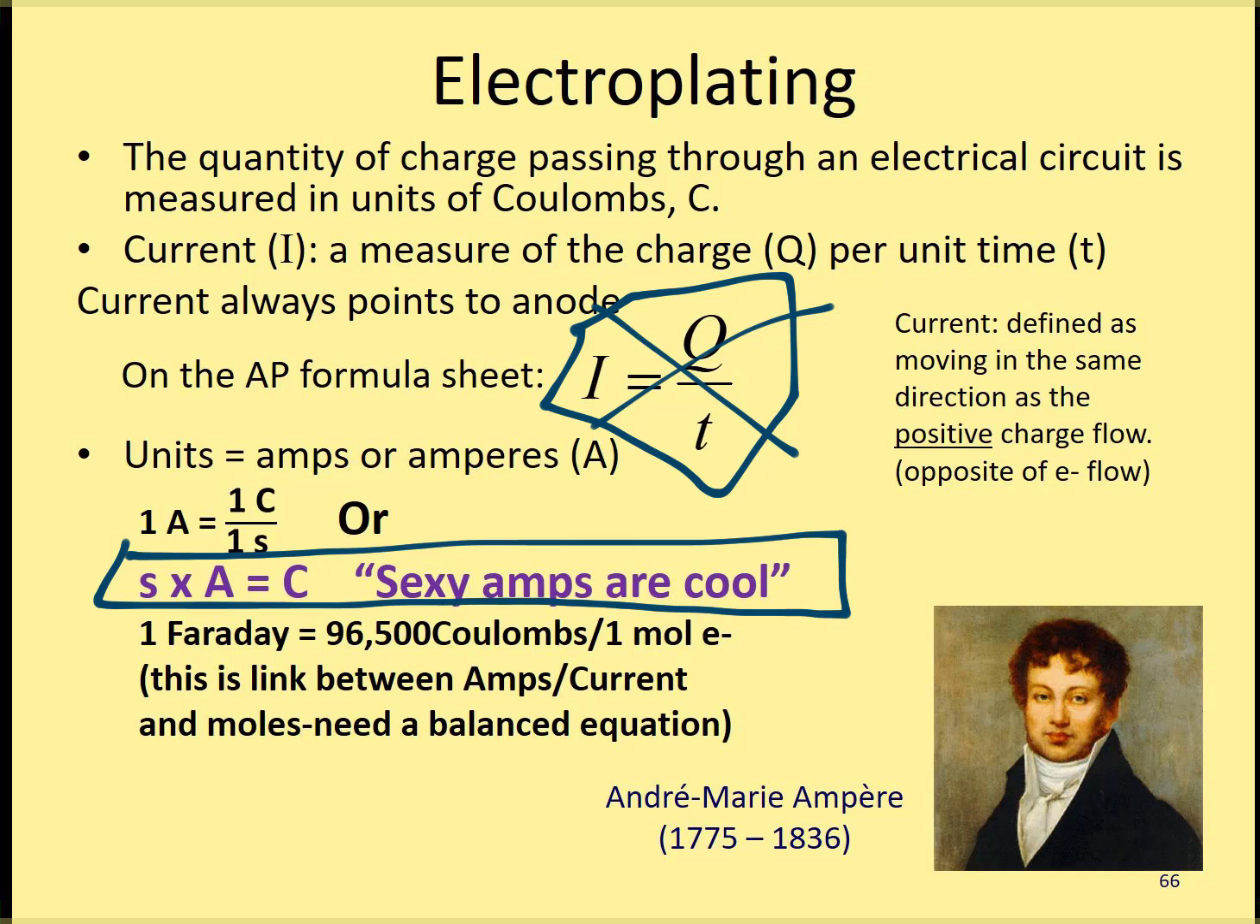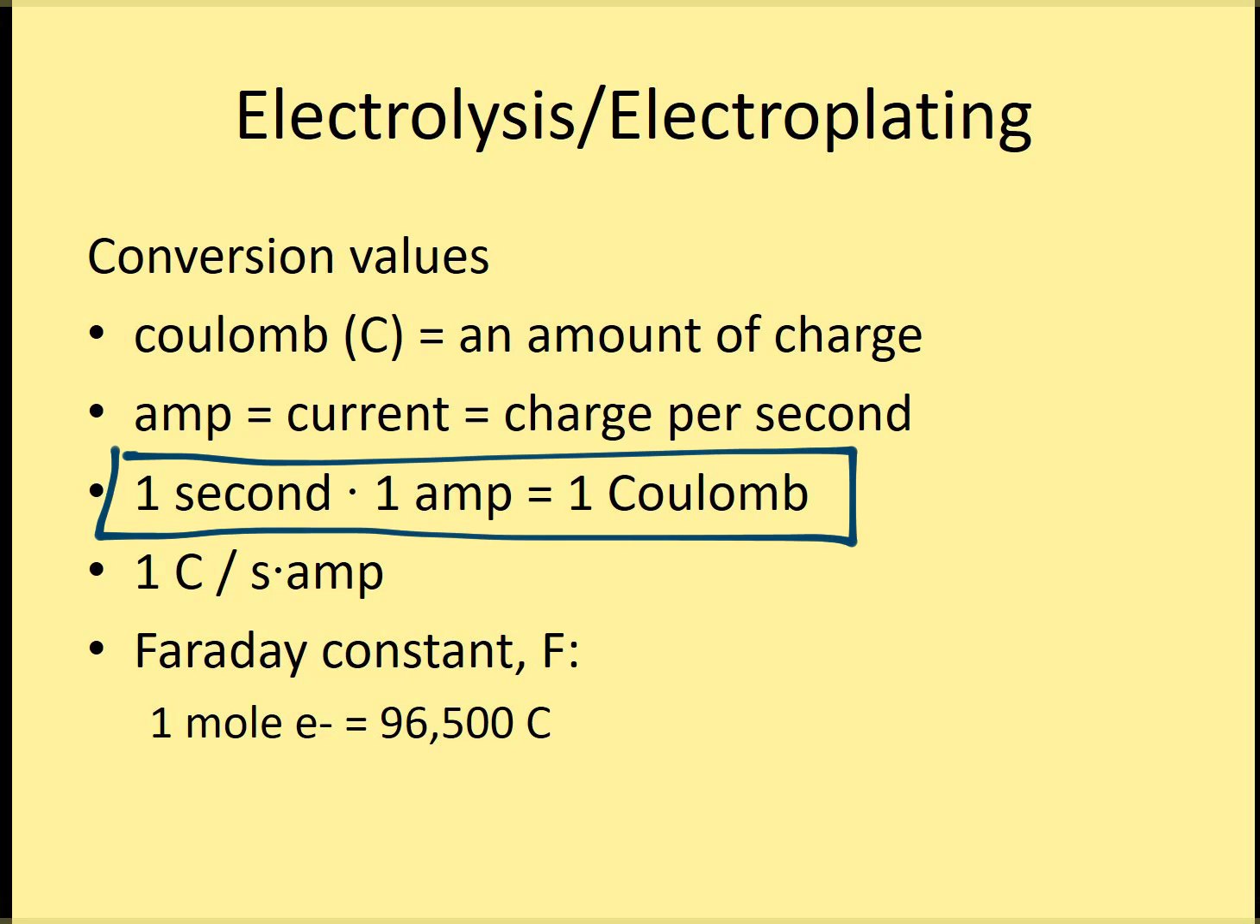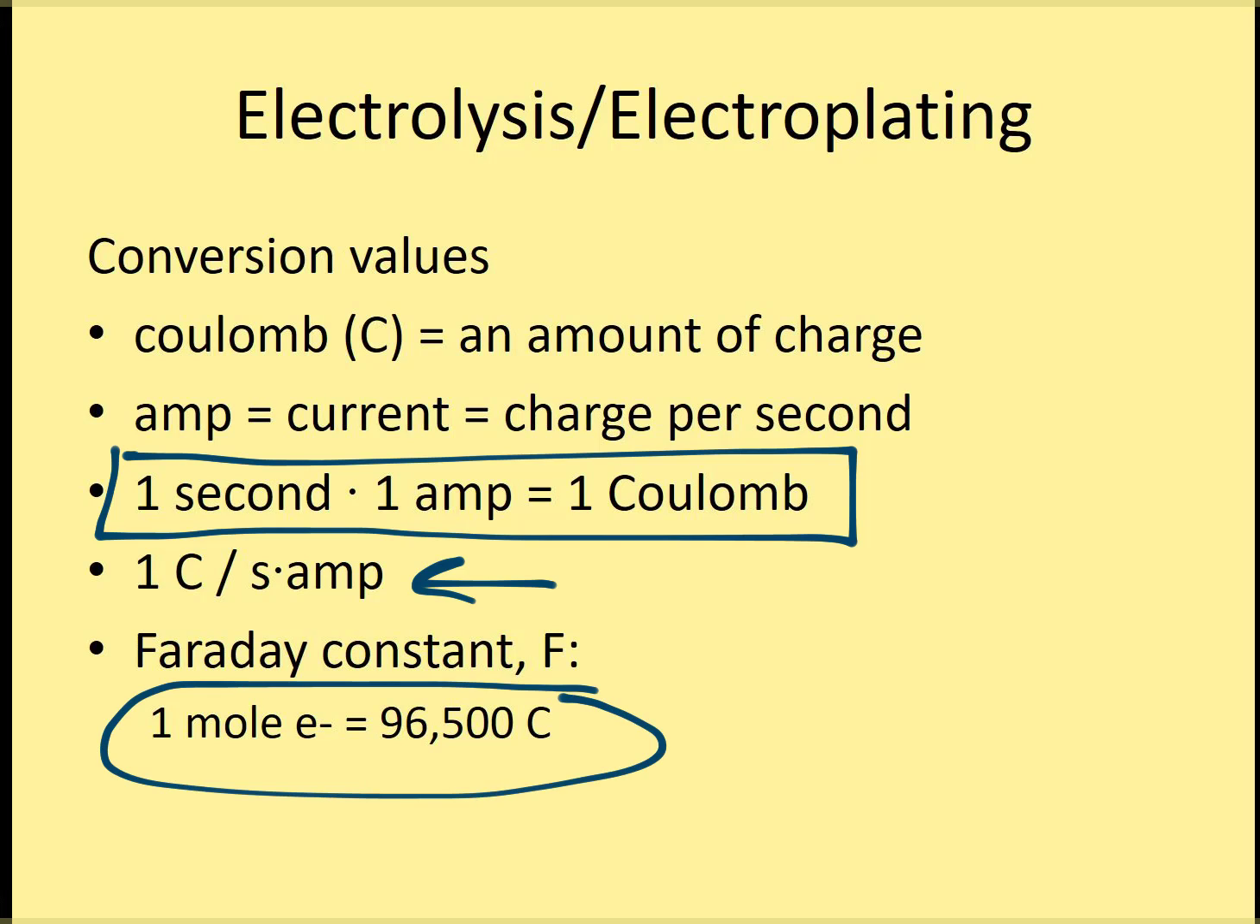And here's a little silly sentence: sexy amps are cool. We do use Faraday's constant, and this acts as the bridge from moles of electrons to moles of the metal or grams of the metal that's used. Some other things that you'll see with electrolysis or electroplating: coulombs is a C, amp is the current, and a lot of times they say amps, so that's why I think sexy amps are cool is more helpful. Here's that equation one more time. You can rearrange it. And then, of course, here's Faraday's constant that helps us get from the charge to the moles of electrons.